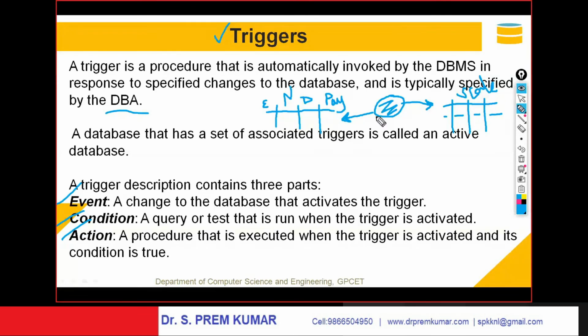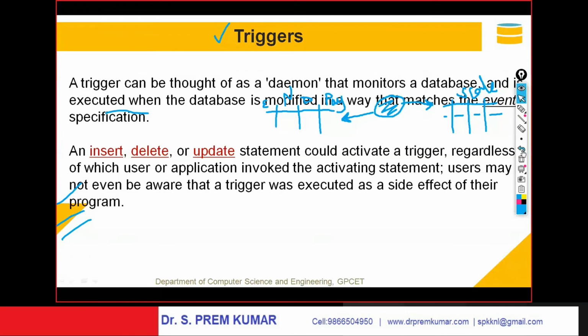Then the logic should get activated. It should calculate HRA, DA, tax, etc. It should store in the scale table. That is nothing but the action. So the trigger contains event, condition, and action. These are the parts of a trigger.